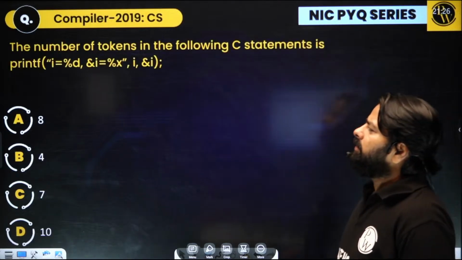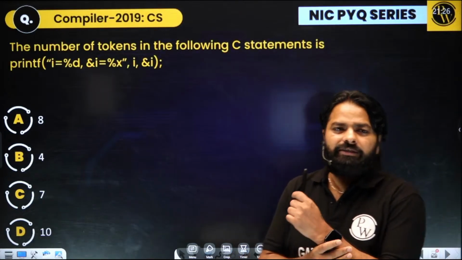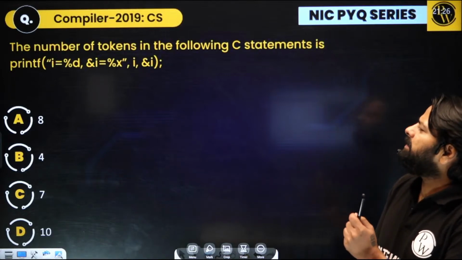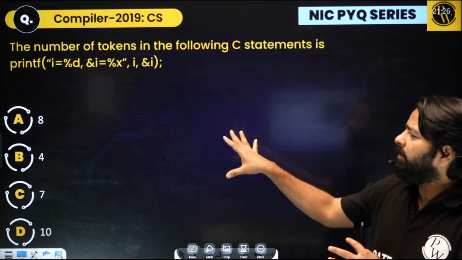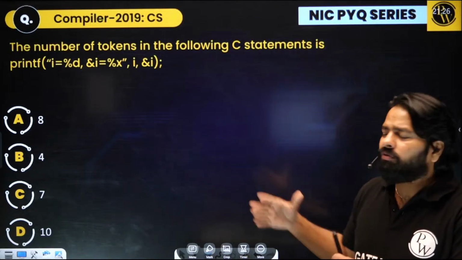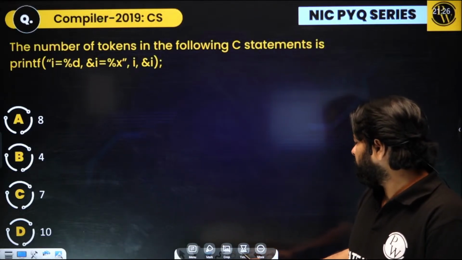Another one: the number of tokens in the following statement. This question came two times, and it is of two types. Be careful about this kind of question, because finding the number of tokens could be challenging for you.